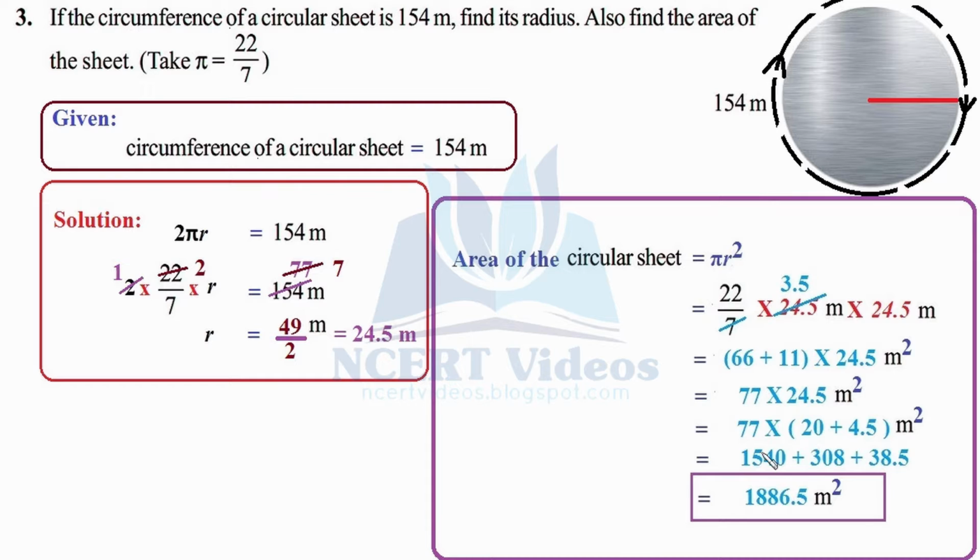77 2s are 154. How? 7 2s are 14, 7 2s are 14 plus 1 remainder 15, 40. 0 as it is. And multiply it first with 4. 7 4s are 28, 2 carry. Again 28 plus 2 is 30. Well, the same calculation was in the previous question with exact same numbers. And 77 half is 38.5. Add it up. You get 1886.5 meters square. That is the required area, and that is your third.